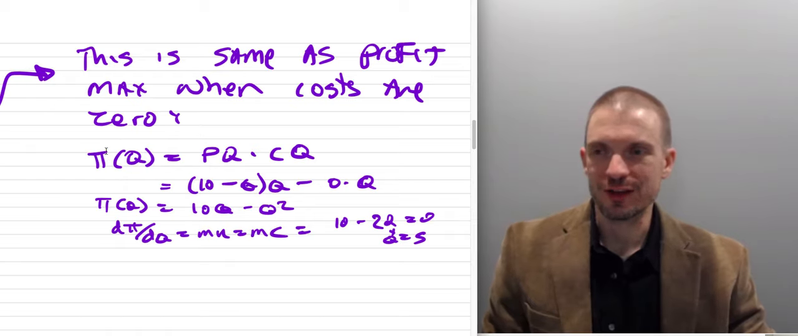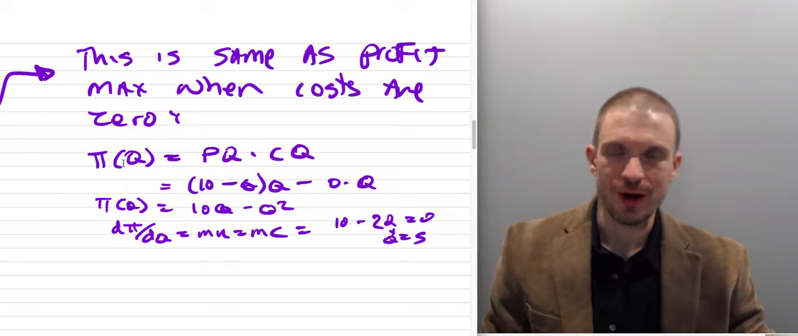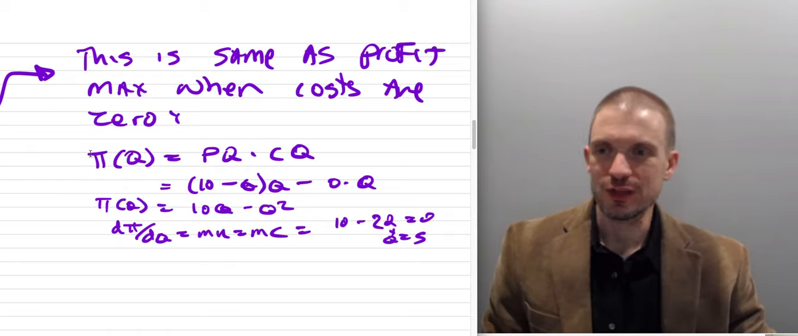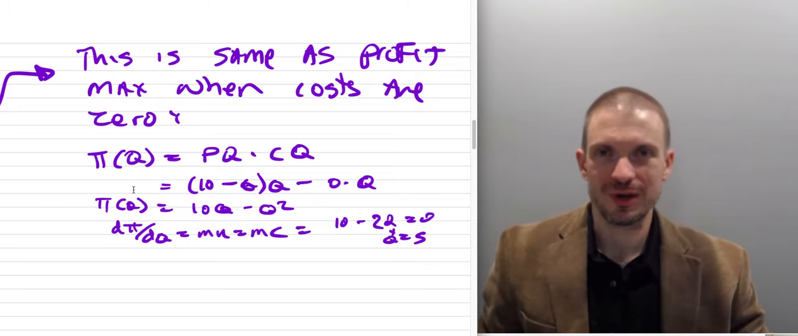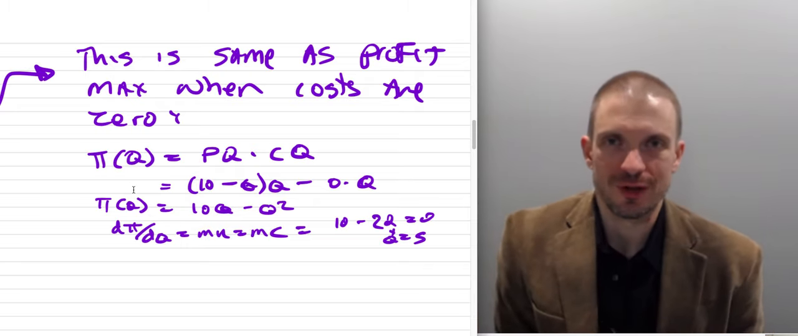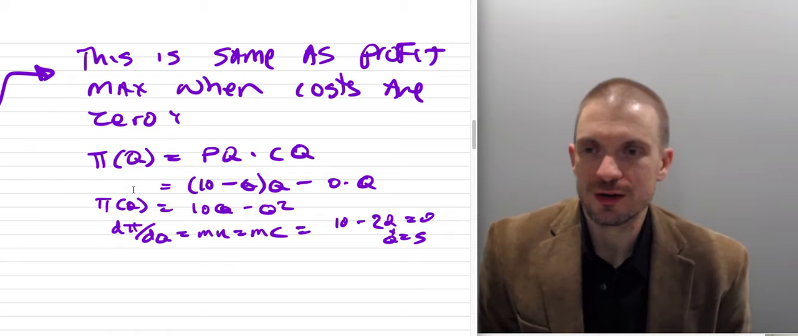So profit here, economists like to write pi for profit, otherwise we get confused with this p here. So pi of Q is profit as a function of quantity: price times quantity minus cost times quantity. Let's replace this p with 10 minus Q, sorry about the messy writing, times Q, minus 0 times Q. If costs are 0, that term drops out, and then this is just revenue. So our profit maximizing problem boils down to a revenue maximizing problem when costs are 0.